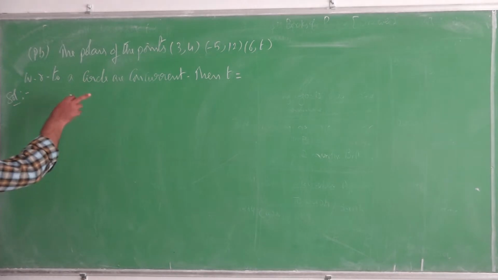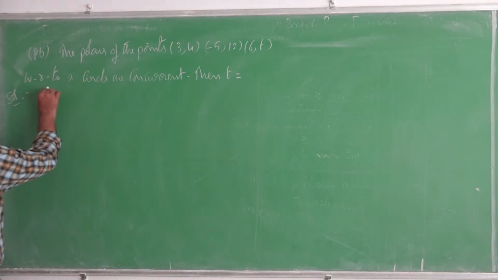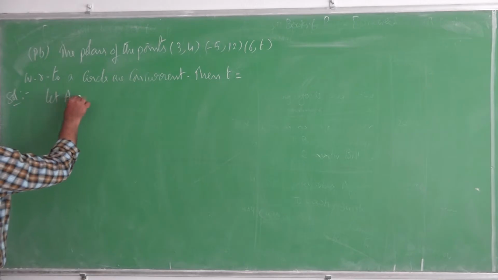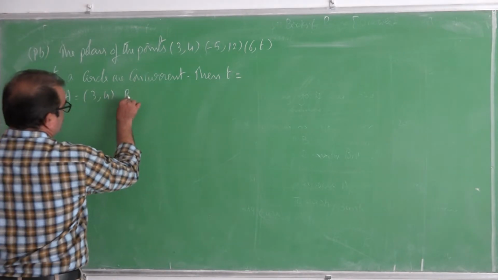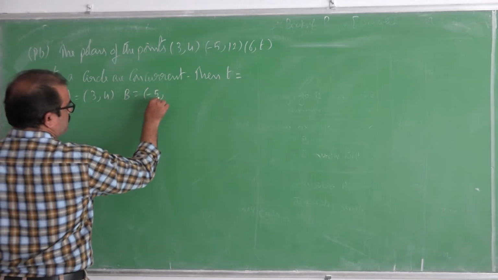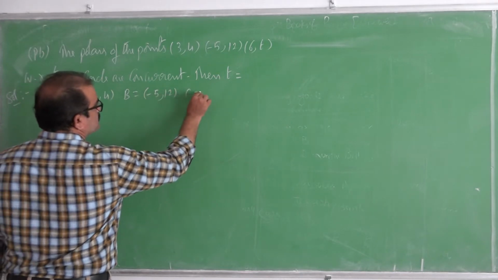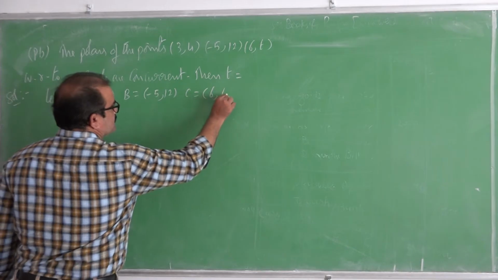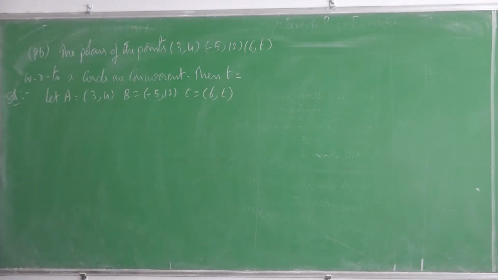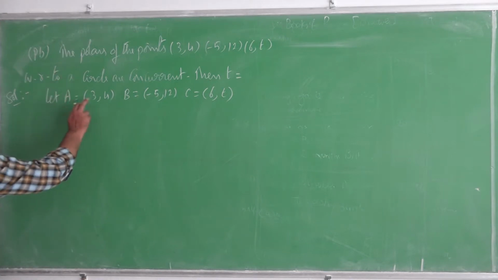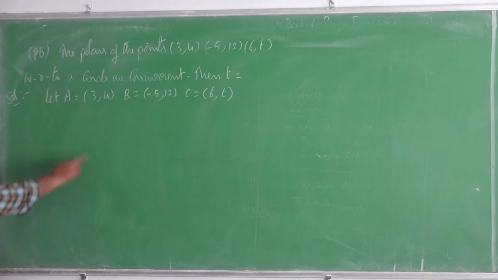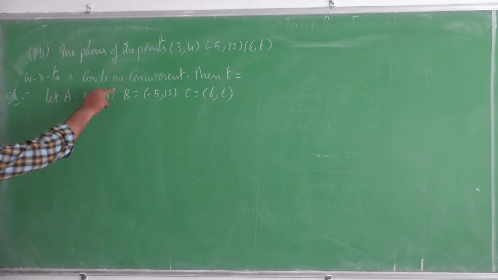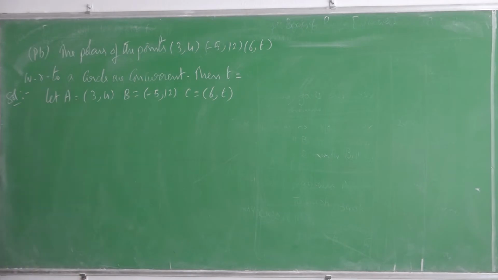Let the given points be A, B, C. Let A (3, 4), B (-5, 12), C (6, t). Polars of these 3 points with respect to a circle are concurrent. If polars are concurrent, then these points are said to be collinear.